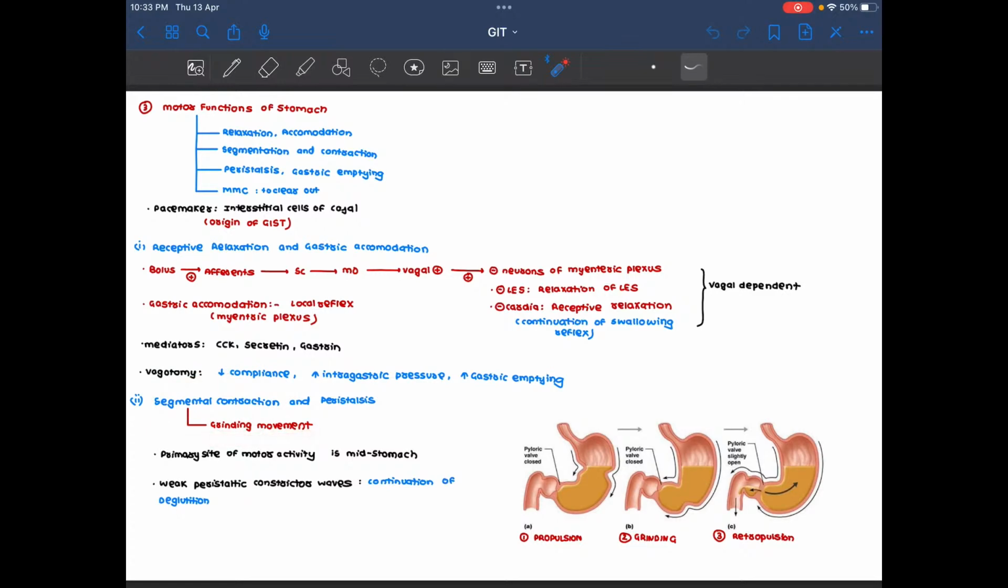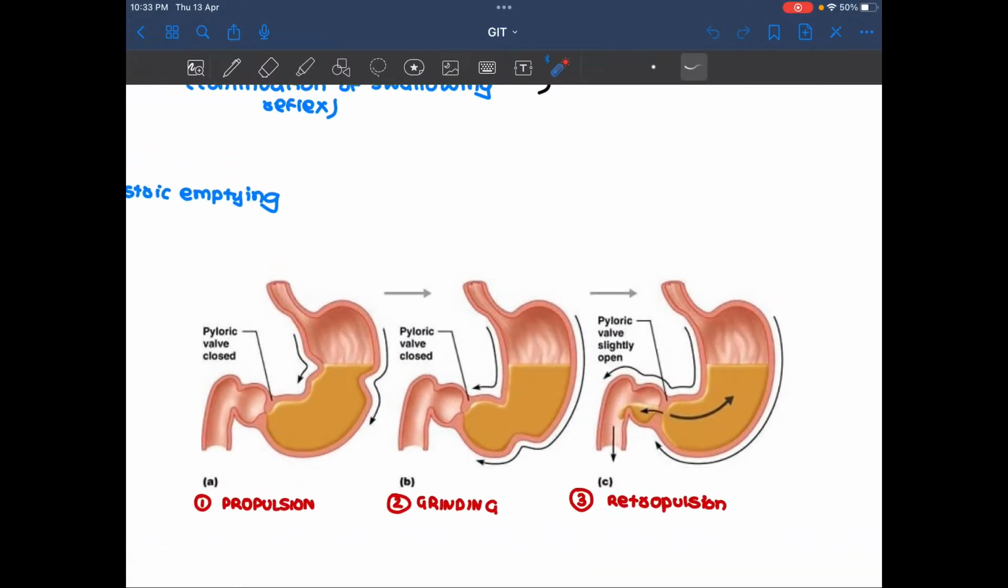That is your grinding movements. Okay? So I just want you to focus on this diagram right here. What's happening here is that from mid stomach somewhere you have something known as peristalsis. That is your propulsion. All of this food contents are going to go forwards. But here we have the pyloric valve or the pyloric sphincter. This pyloric sphincter is closed right now. Okay? So this is the first mechanism that's known as propulsion.